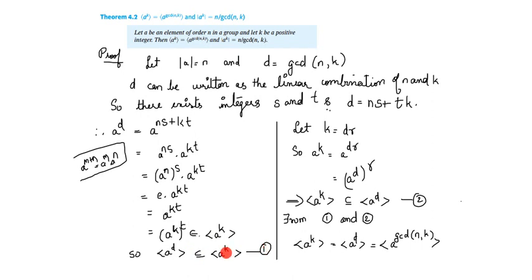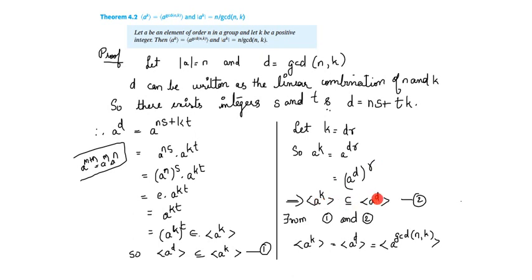That is, a raised to k is a subset of a raised to d. Reverse we have to prove. For that you are taking let k is equal to dr. So a raised to k will be a raised to dr, or a raised to d the whole power r. So a raised to k is a subset of a raised to d.